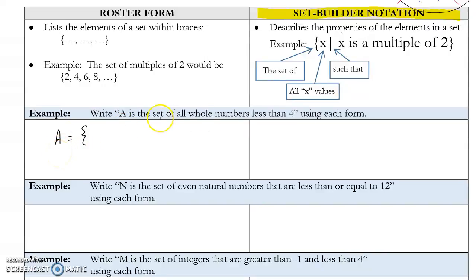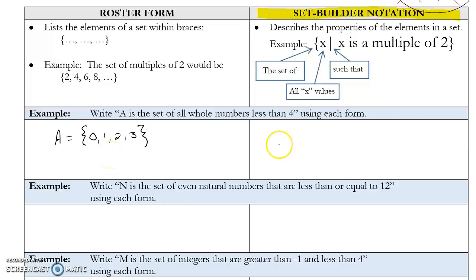Roster form. So now I'm just going to list every single element. It's a whole number. Those are our 0, 1, 2, 3, 4, 5, 6. They are positive counting numbers and 0. And it's less than 4, so we'll start at 0, and then 1, 2, 3. 4 is not included in this set, because it is not less than 4. Close my brace. That's roster form.